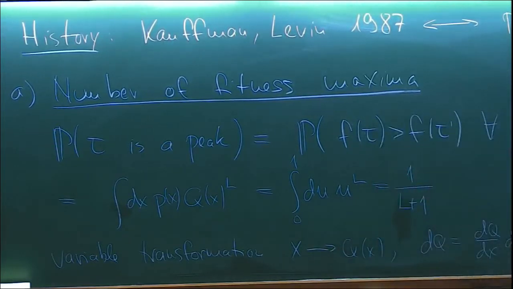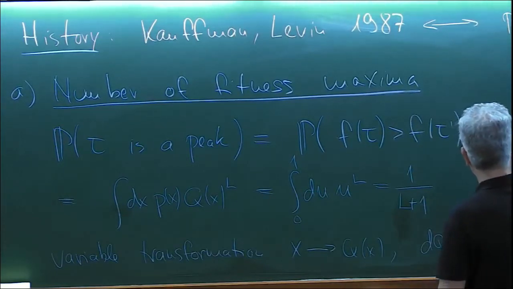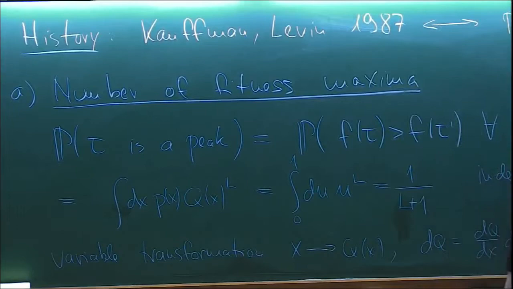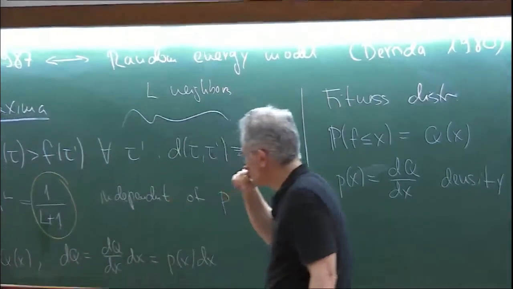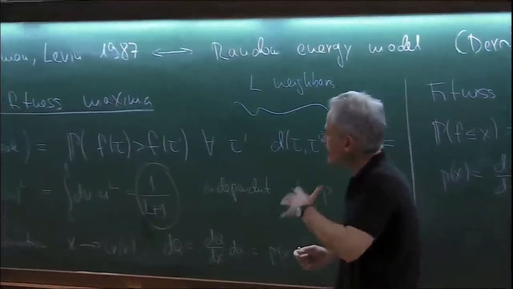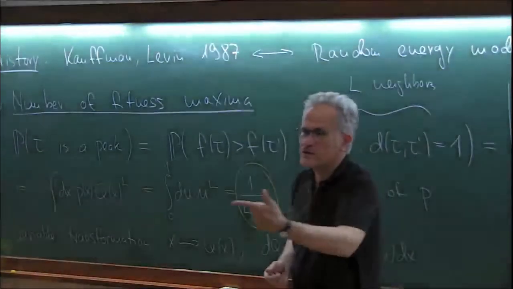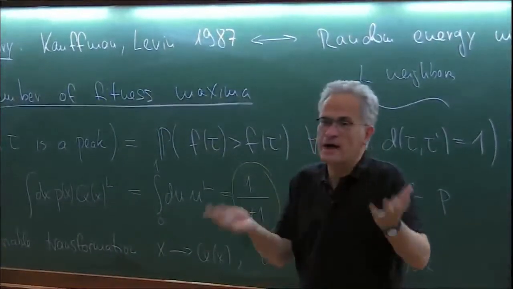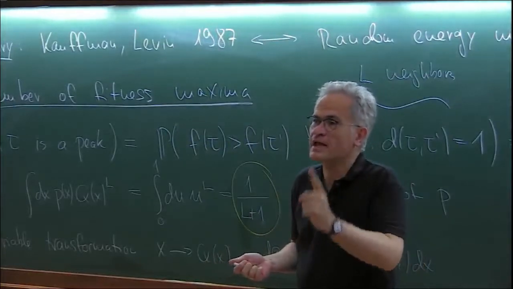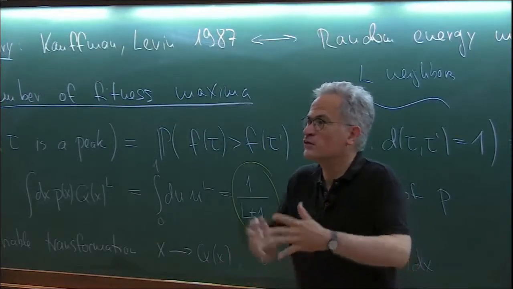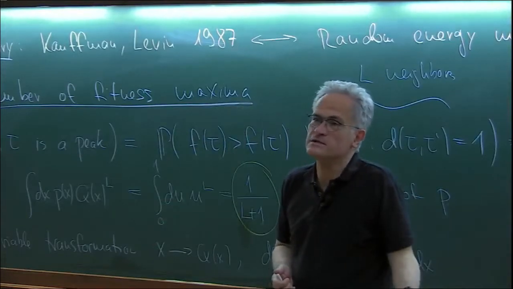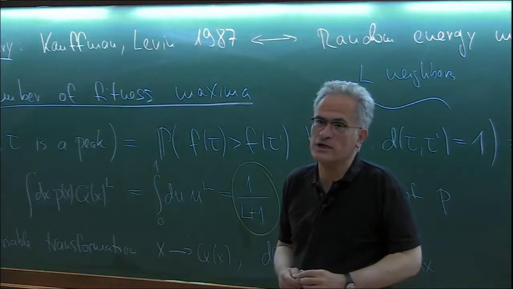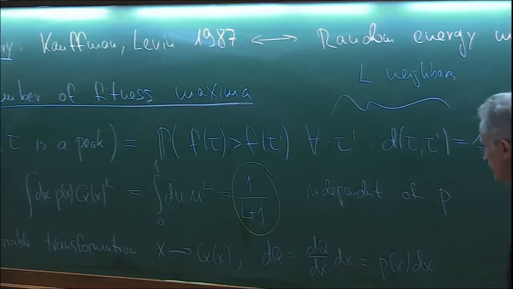Right, and you see this is manifestly independent of P, as it has to be because it's just a property of the rank ordering. And in fact, there's an easier way of getting this, but I thought it's useful to see this explicit calculation. Obviously, if I look at the fitness value of the peak together with its neighbors, then I'm just looking at L plus one IID random variables, and what I'm asking is the probability that one of them is bigger than all the others, right? Now, of course, if you have L plus one IID random variables, one of them has to be the biggest, but by symmetry, any one of them is equally likely to be the biggest, right? So the probability is one over L plus one. Okay, so this is very simple.